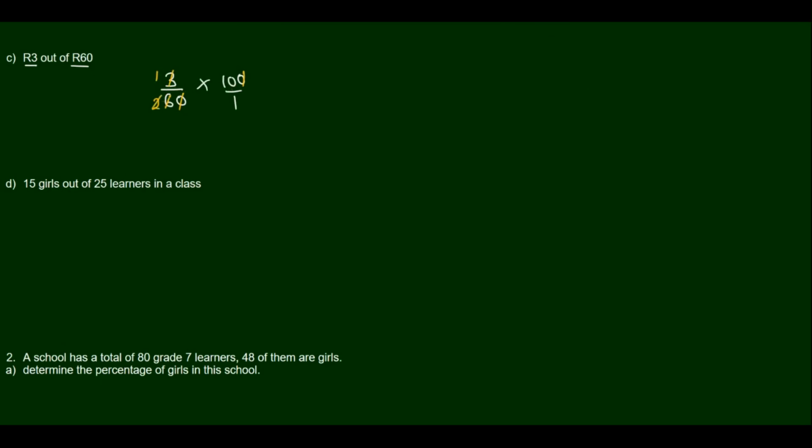And then you can say 2 into 2, 1. Then 2 into 10, 5. And then what are we left with? We're left with 1 over 1 times 5 over 1, which is 5%. Remember, we're calculating percentage, so don't forget to write your percent in the final answer.